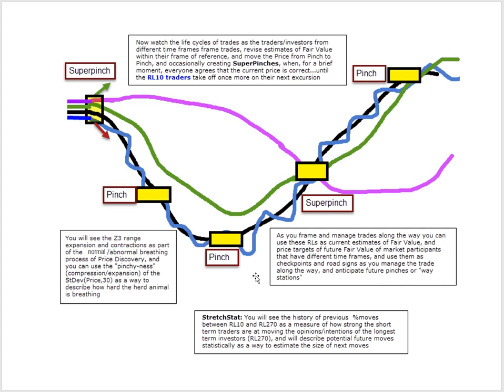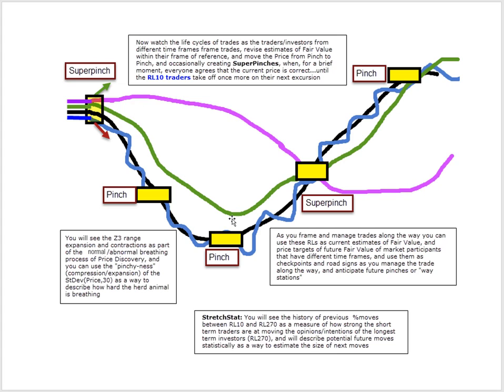And one of the things that we can do that we've seen in the previous chart is the idea of studying the history of the previous percentage moves of the RL10 away from the RL270 as a way to find out how strong the short-term traders are at moving fair value and price away from the previous fair value. How far can they move away from the long-term investor? And then we can use the statistics of those historical moves to describe the potential of future moves as a way of estimating their size. So we can use that in our computations of reasonable reward versus risk.